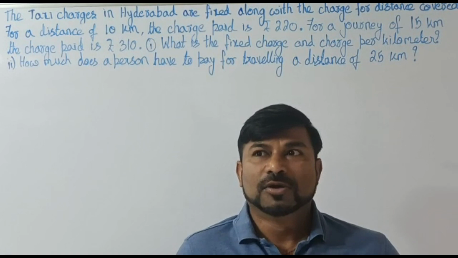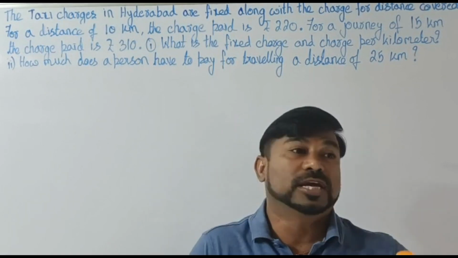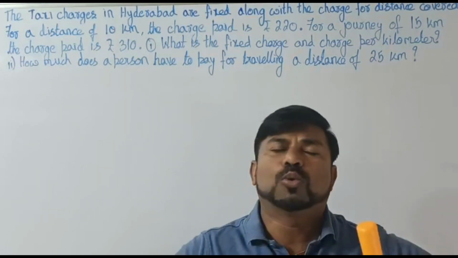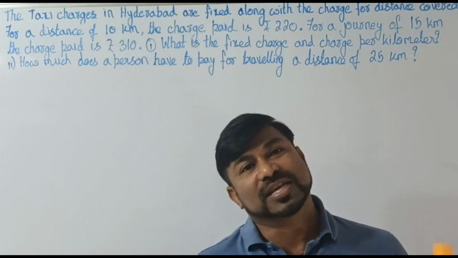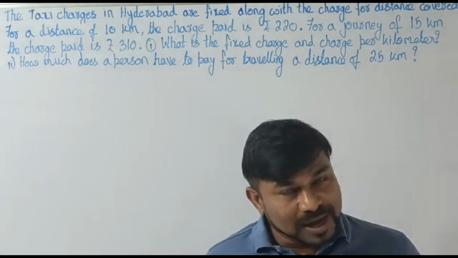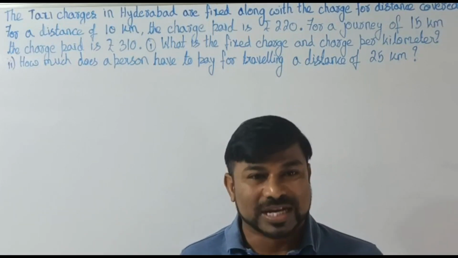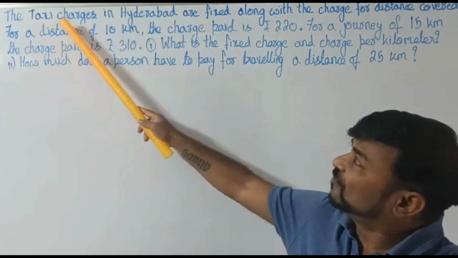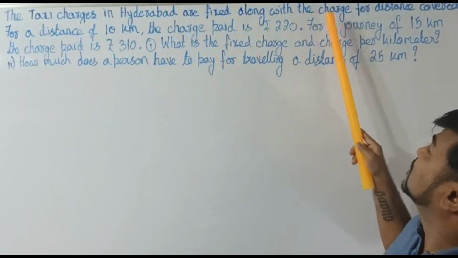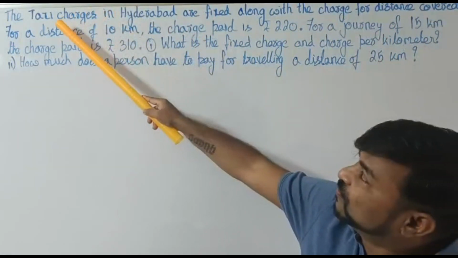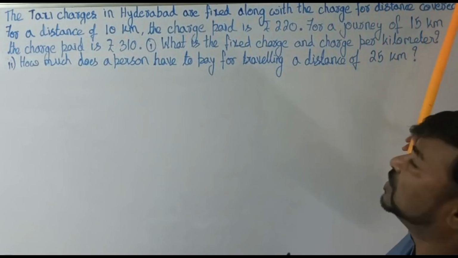This is generally what we deal with in any transportation. It might be hiring a taxi, a two-wheeler, an auto, or whatever it might be. Any mode of transportation on hire always deals with this formula: fixed charge plus charge per kilometer. I will let you know how it is done. Now, the fixed charge in Hyderabad: the taxi charges in Hyderabad are fixed along with the charges for the distance covered. So this is fixed charges plus charge per kilometer distance covered.